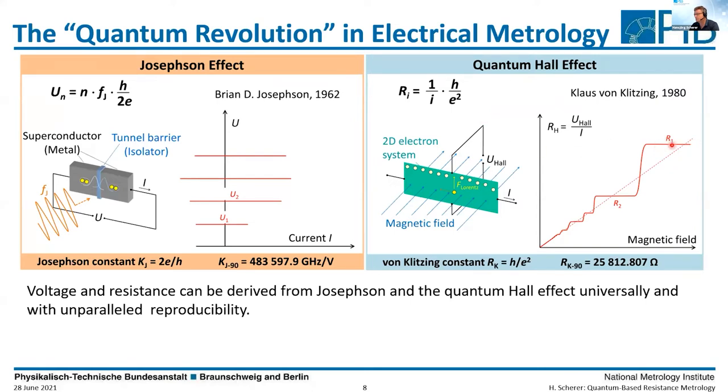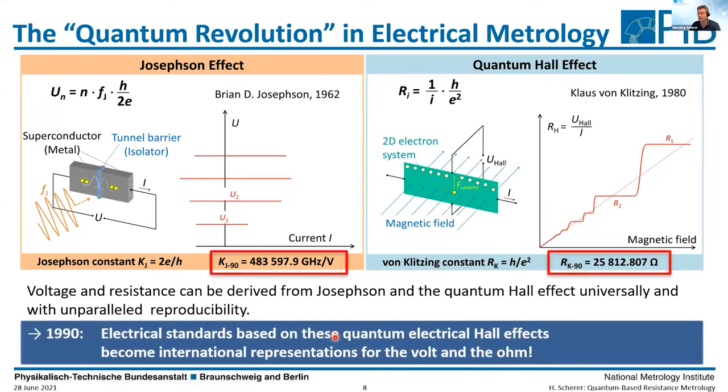And what we do in metrology is we use these resistance plateaus. If you plot the Hall resistance versus magnetic field, we use these resistance plateaus, which show these quantized values, just as we use the voltage plateaus, as shown in this example, to get well-defined values for voltage. So voltage and resistance values can be derived from the Josephson and quantum Hall effects very universally, with unparalleled reproducibility.